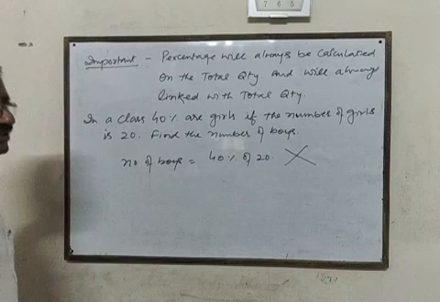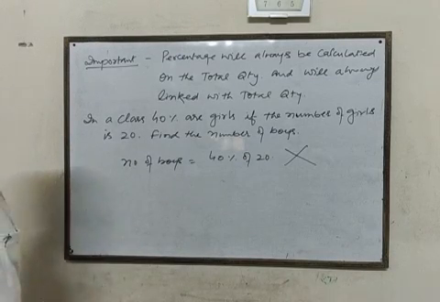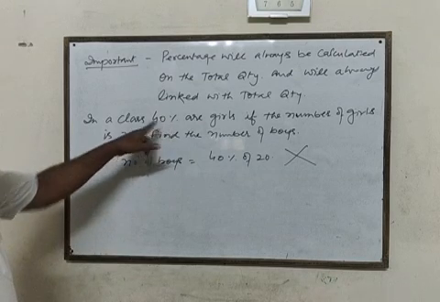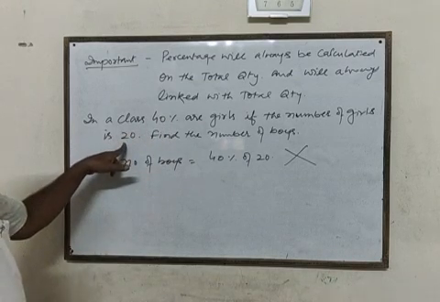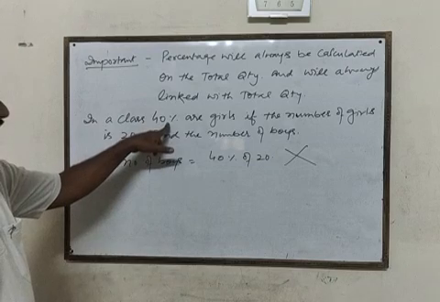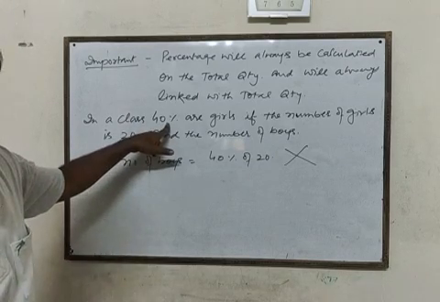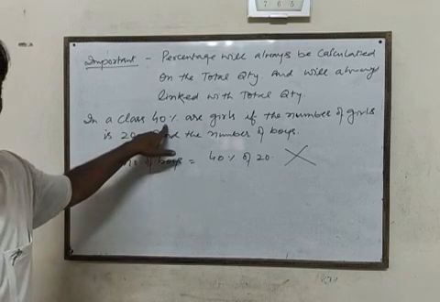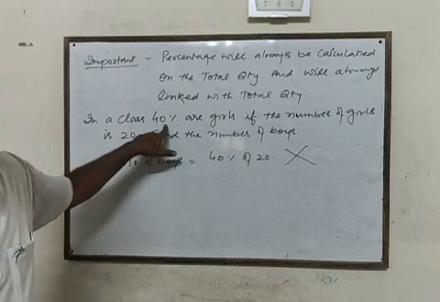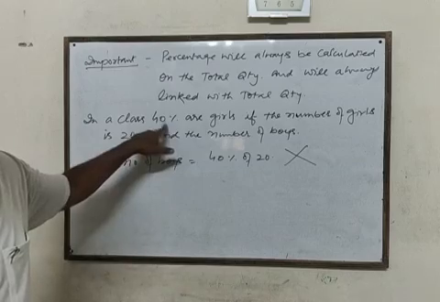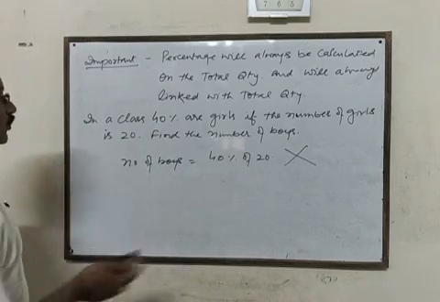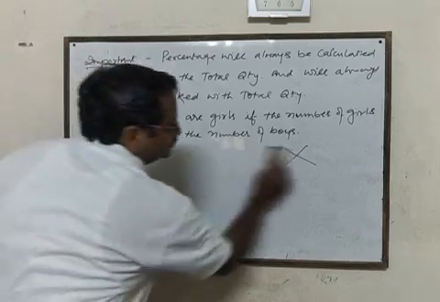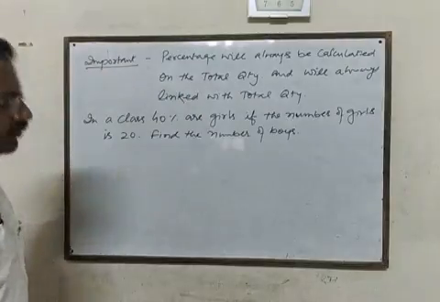You know, in a class there are girls also, there are boys also. So this 40% cannot be linked with the number of girls, and it cannot be linked with the number of boys. This 40% can be linked only with the total quantity, total students. So this will be wrong. So how will we do this question?